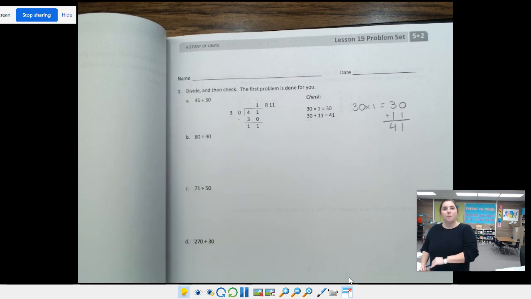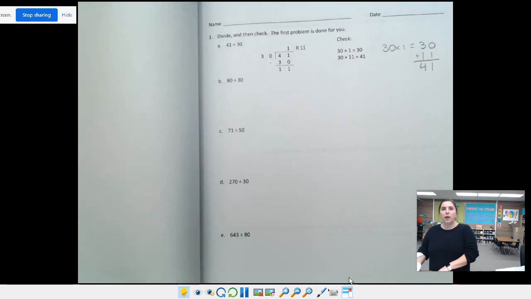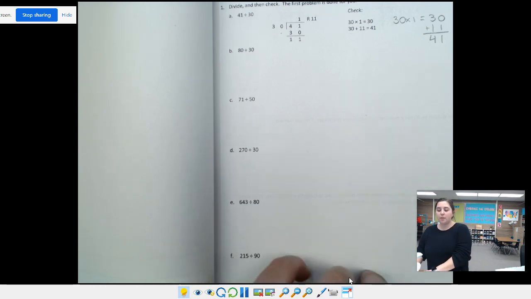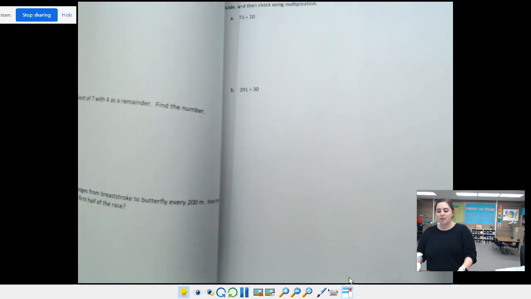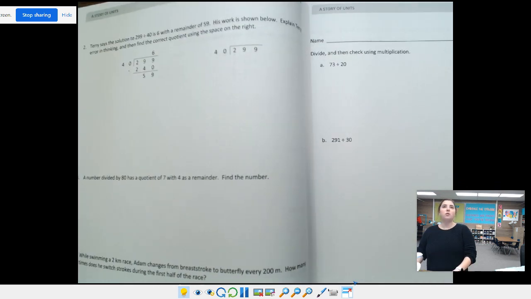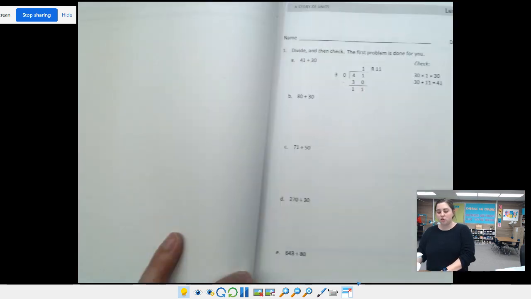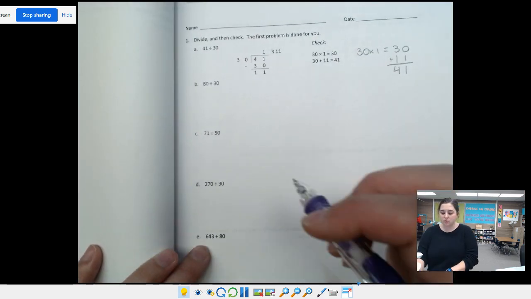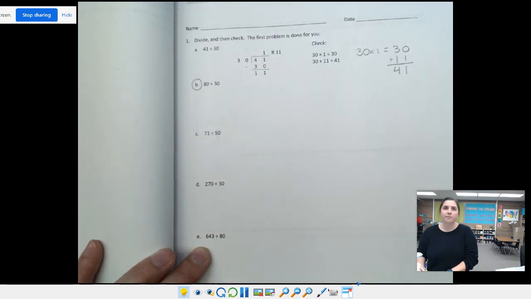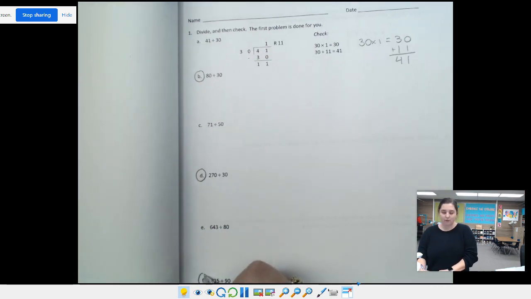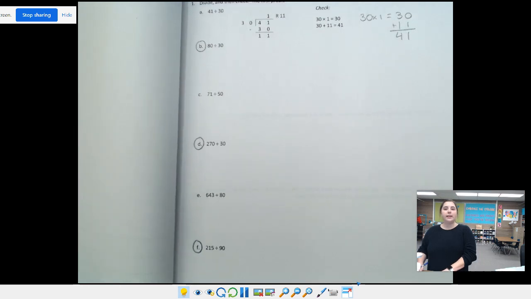Okay, your must-do problems. We're going to do every other one on question 1. Of course, you can always do more. Some of you said, I wish we had more practice. Look at that. They give you a whole booklet full. And of course, one of these will also be the challenge too. So your must-dos are B, D, and F.